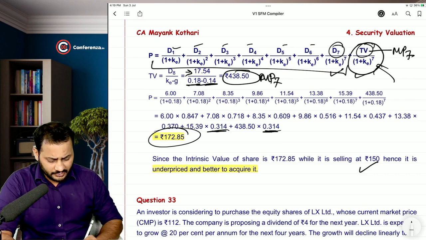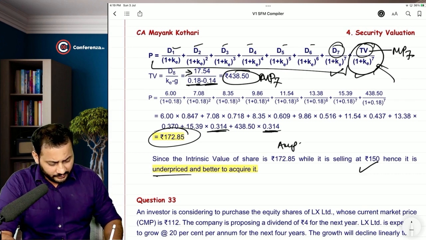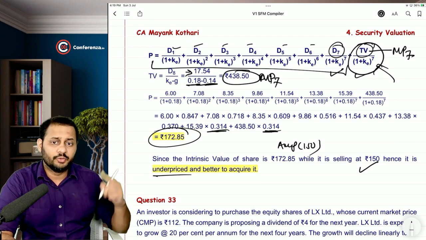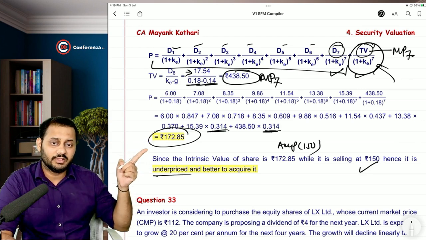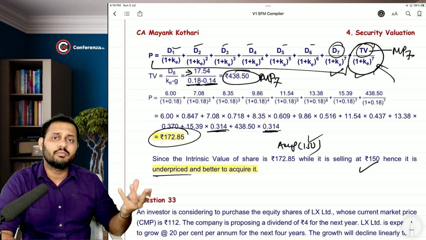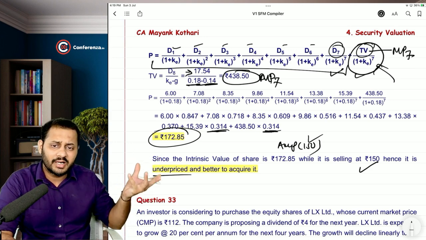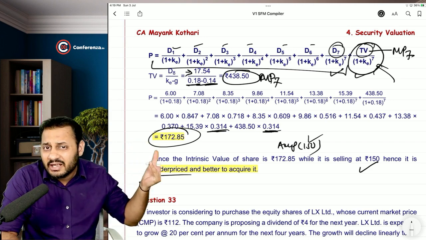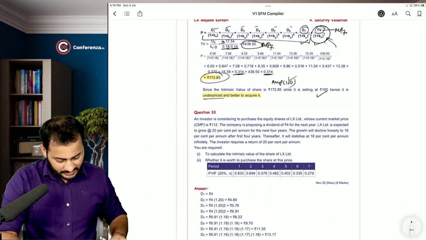It is underpriced, right? Actual market price is 150. It should be selling in the market at this price, but it is available in the market at 150 only. Why will I not buy the share? I will obviously go and buy the share because it is available at a cheaper rate. Good.